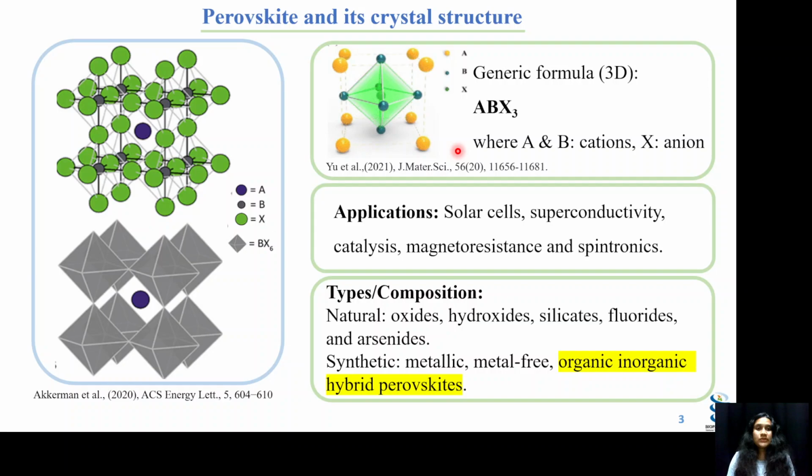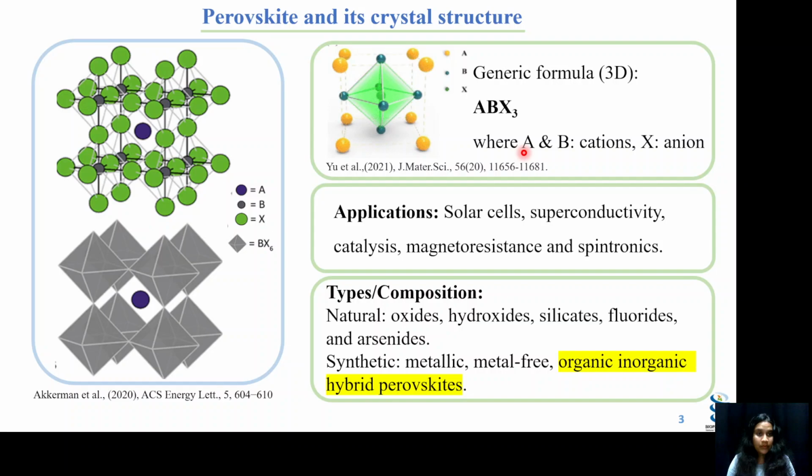If they are oxides, hydroxides, silicates, fluorides, and arsenides, these are naturally occurring ones. And among the synthetic perovskites, they could be metallic perovskites if the cations are metals. They could be completely devoid of metals and have only organic compounds, organic cations. In such a case, they are metal-free perovskites. And there's another type, a hybrid of organic and inorganic, where one cation could be organic and the other cation could be metal. Those are known as organic inorganic hybrid perovskites, and I'll be talking more about these. In specific, a variant known as metal halide perovskite.